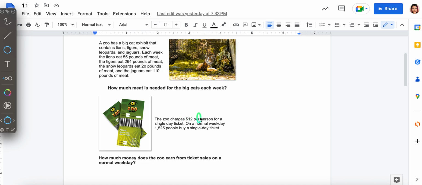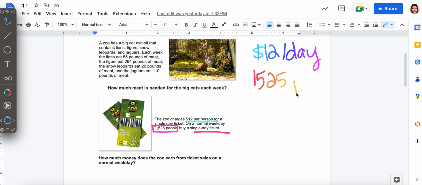So $12 per person for a single day. Again, we're going to underline and write down: $12 per day for a single day ticket on a normal weekday. This many people buy a single day ticket. So 525 people buy that. So again, I'm writing down what I have in a word problem.